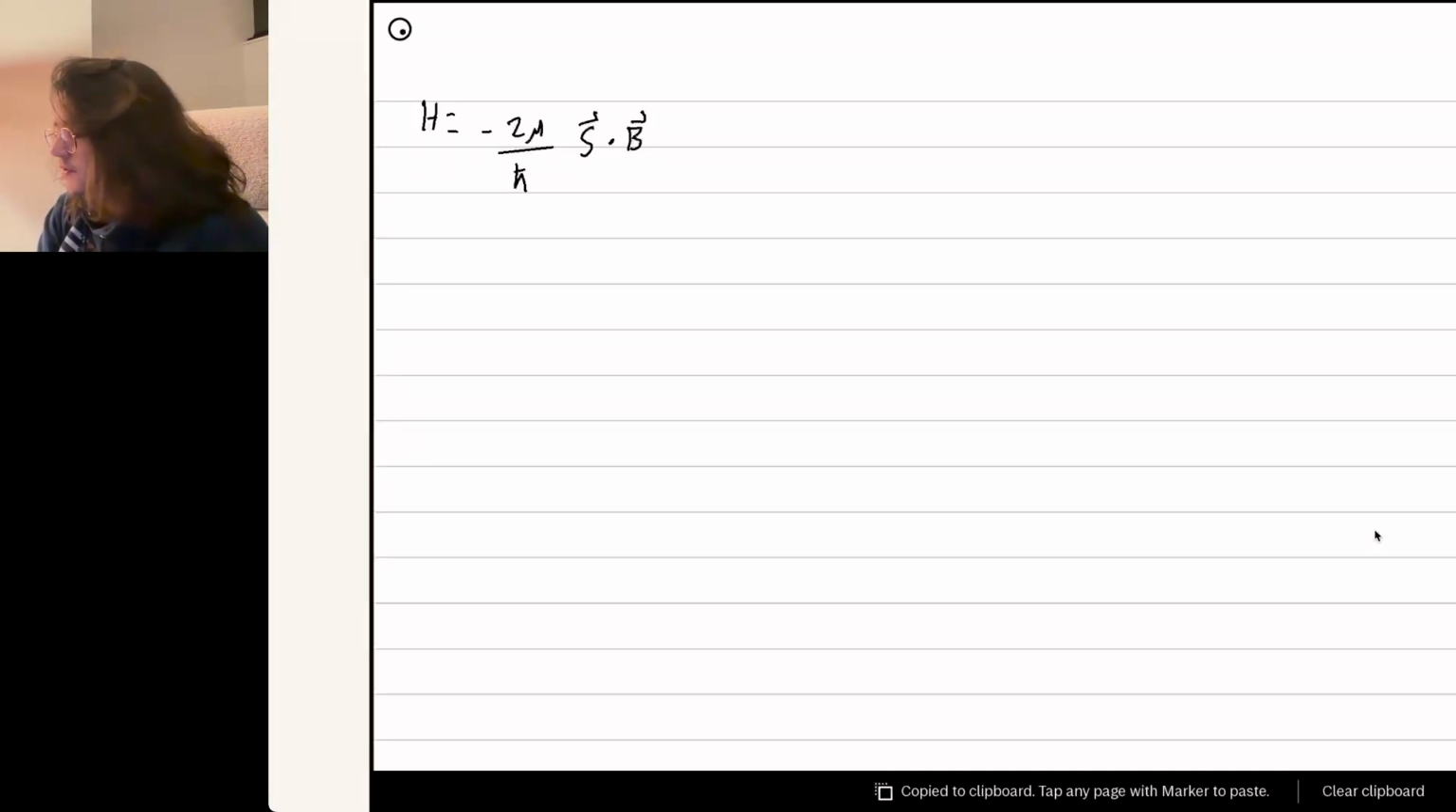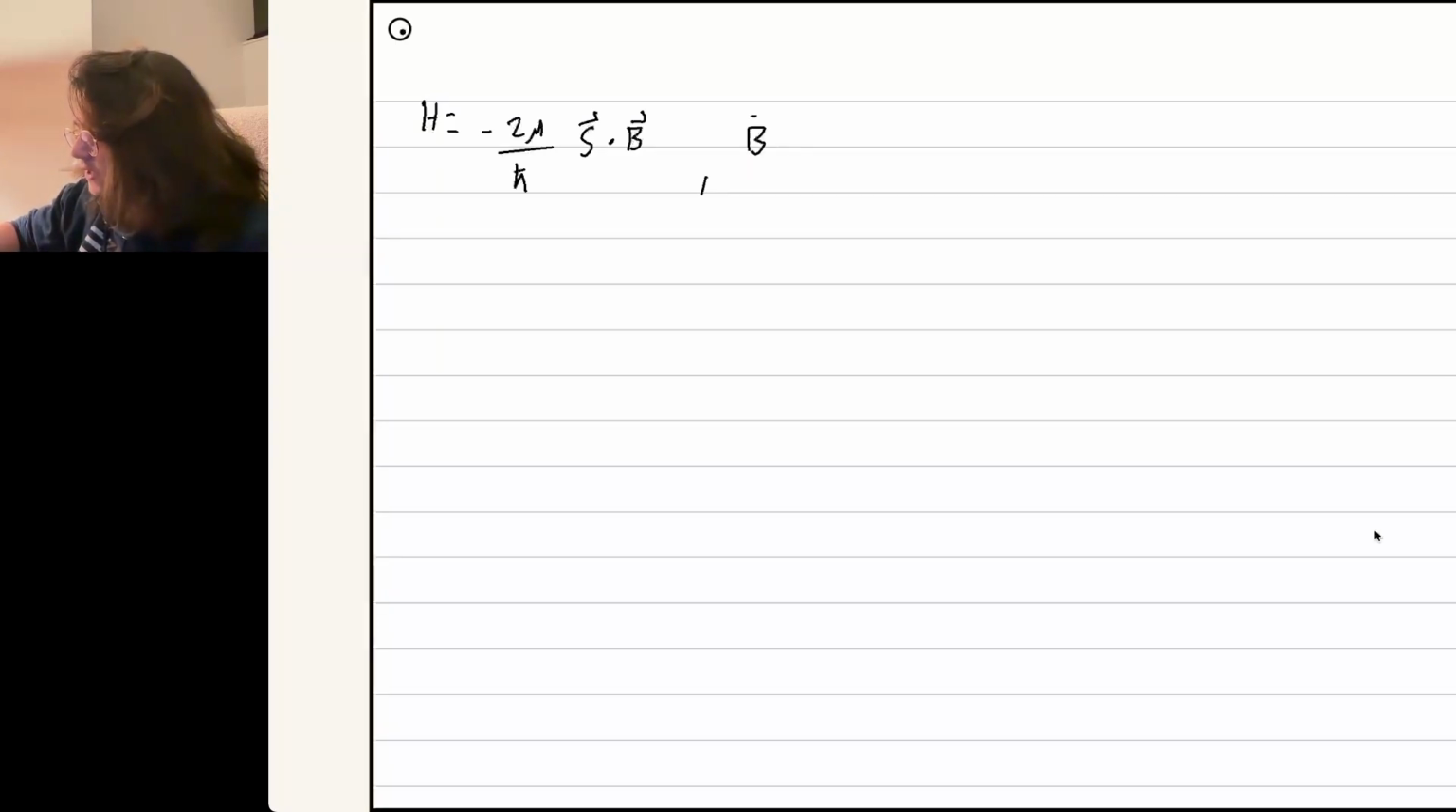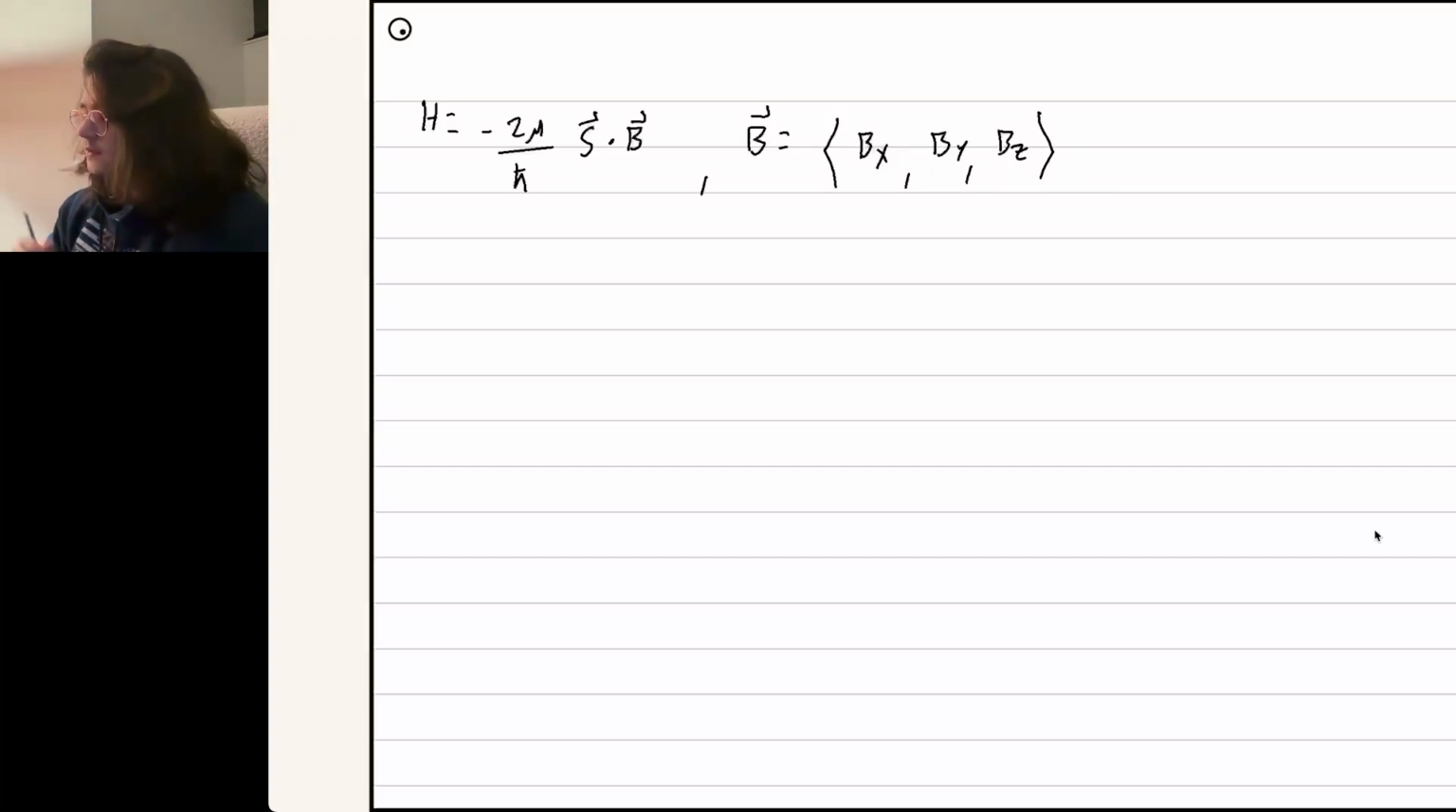Alright, silly people, here's the situation. We have this Hamiltonian, which is defined by minus 2 mu over h bar times the dot product of s with b, where b, the vector, is just bx, by, bz, right? And s is the vector which includes all of the spin operators.